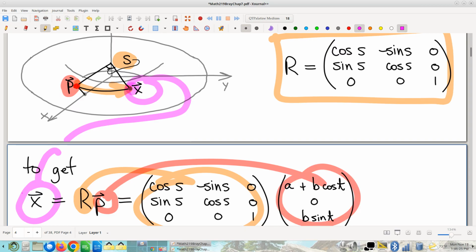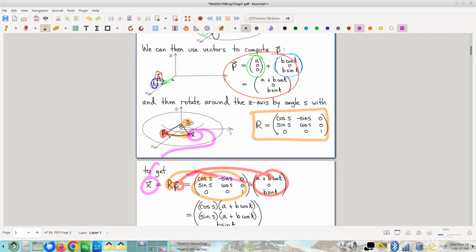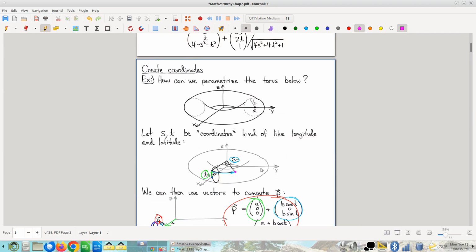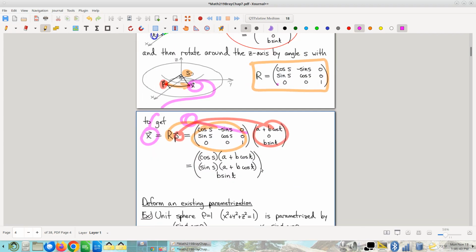Okay, so summarizing what we had here, if I can get this to cooperate, there we go. The big idea is we create a coordinate system. Given that coordinate system, we find a formula that gives position.